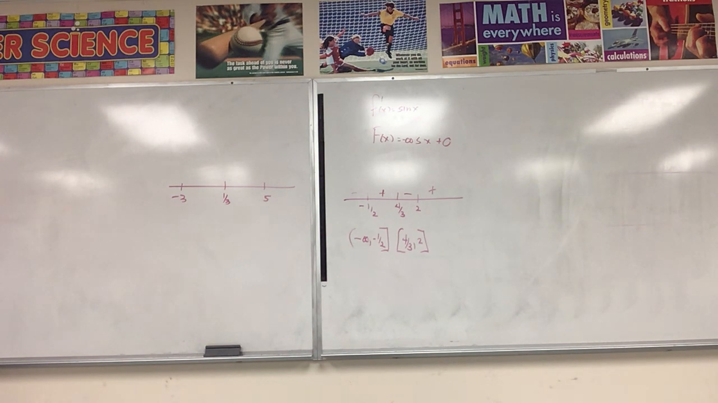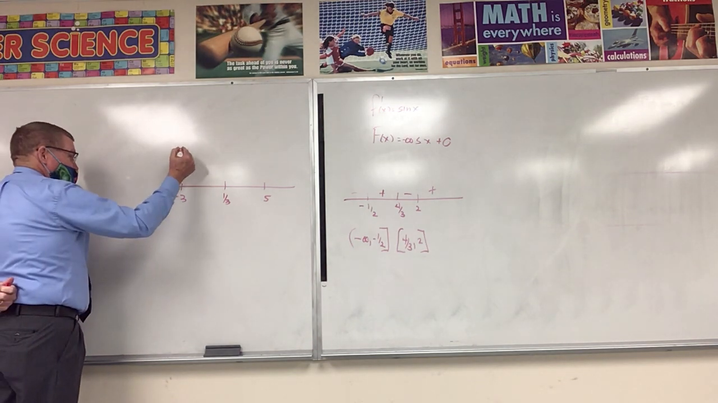5 and -3 are not zeros. All right, what are my zeros? My zeros come from where? The numerator, so just 1/3 is my zero. Now, what are my vertical asymptotes? -3. Everybody agree?